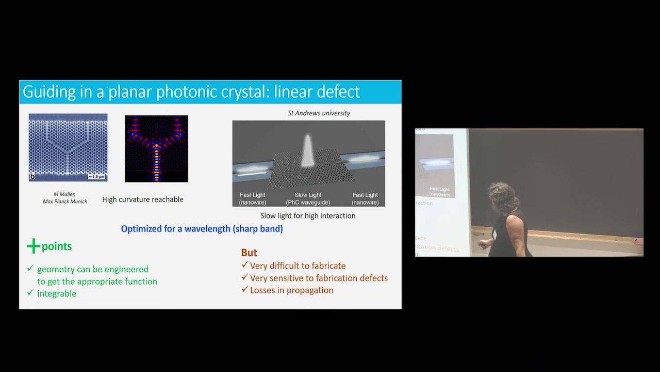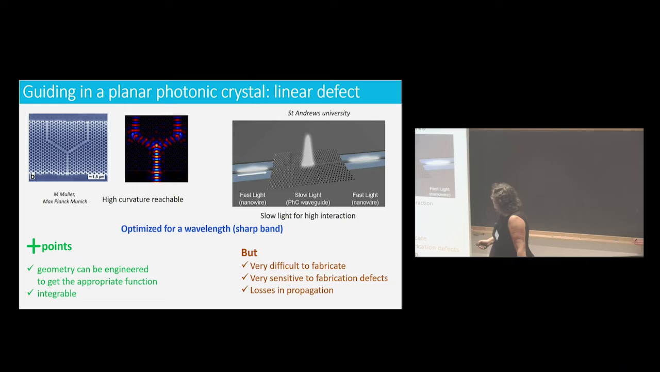Here I show you an example of slow light. Here you have the nanowire I showed you before. Here you have a piece of photonic crystal. So here is normal velocity, and here you have slow light. So if you want to interact with the material, for example, to make nonlinear optics, it is very efficient.